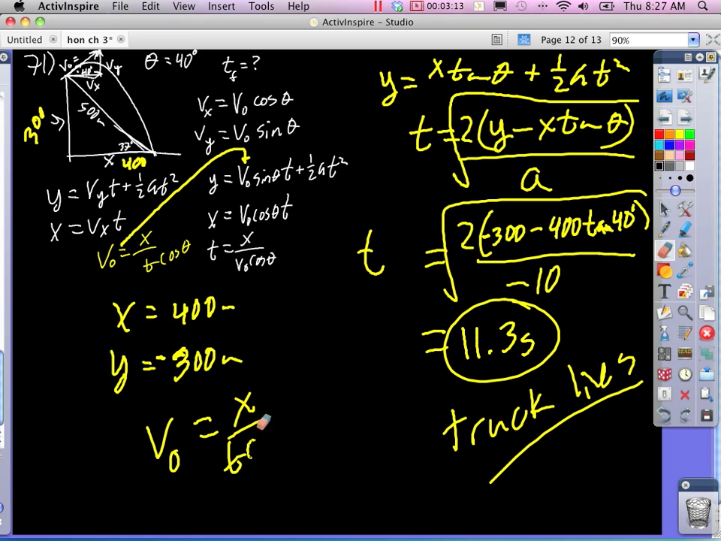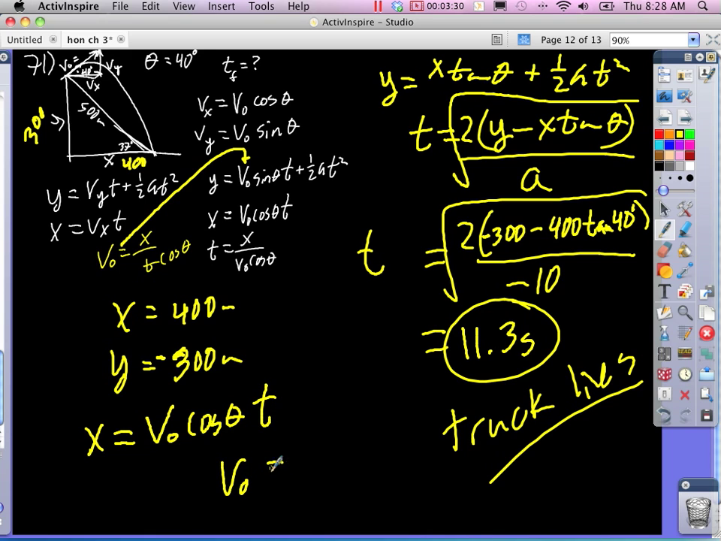And then the second part of this is, well, technically the first part of this is how do we go back and get the initial velocity? So if you take x is equal to v0 cos theta t, then v0 should equal x over t cos theta. But x is 400 divided by 11.3 times the cosine of 30 degrees, and I get 46.2 meters per second.